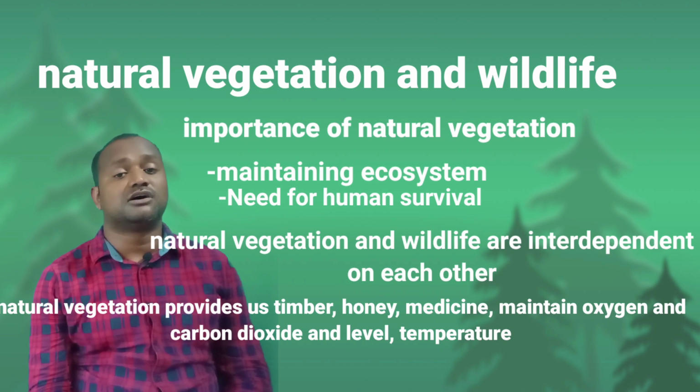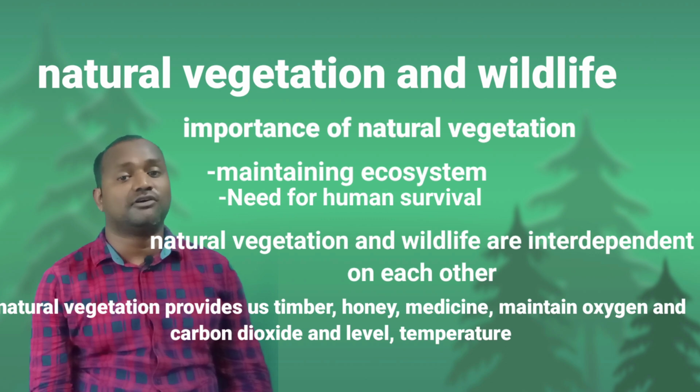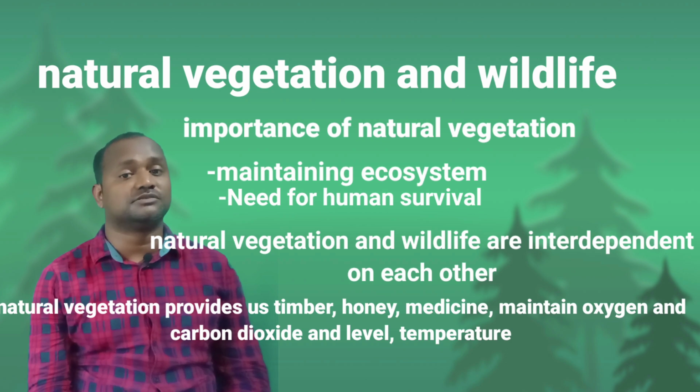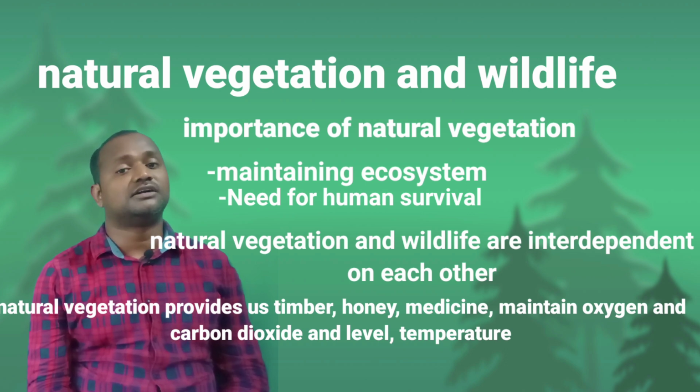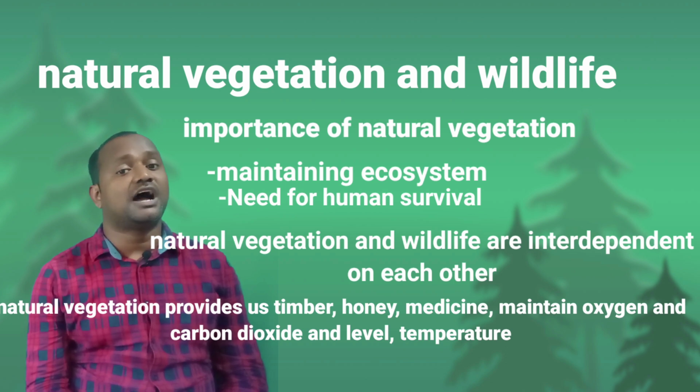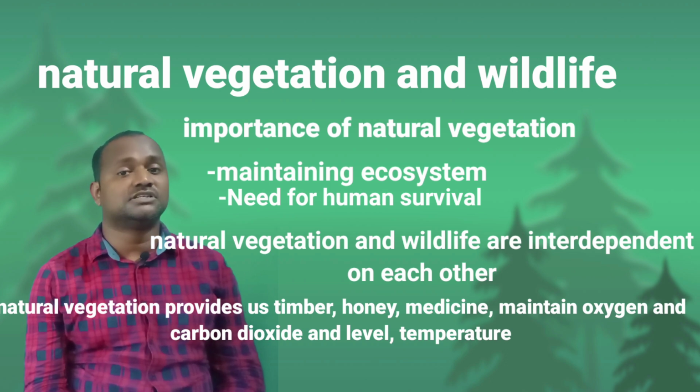Not only that, natural vegetation and wildlife are also interdependent upon each other because they are part of the ecosystem. They have a relationship of interdependence, which forms a variety of ecosystems on the earth's surface. So student, natural vegetation and wildlife are essential for preserving our ecosystem, preserving biodiversity, and most importantly for the survival of all living organisms on the earth's surface.